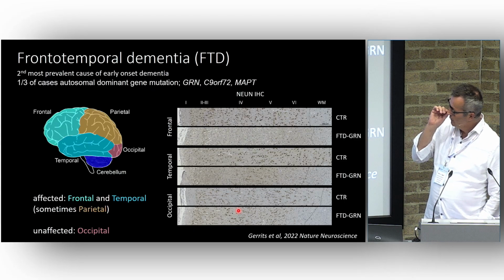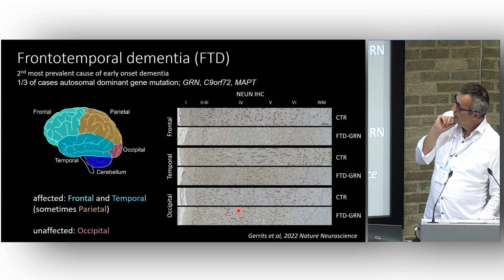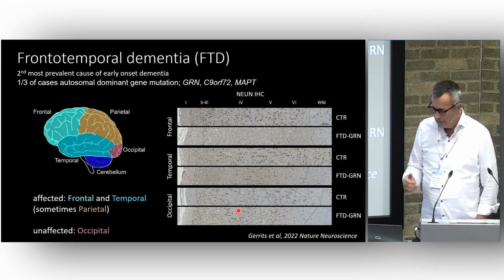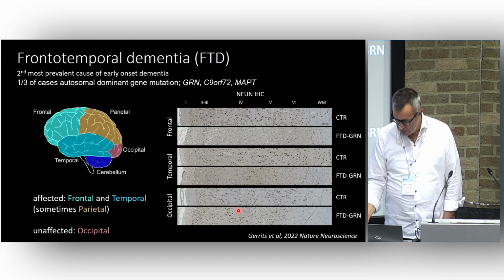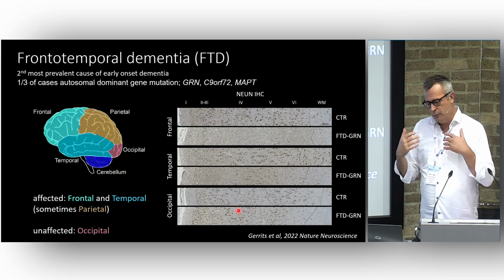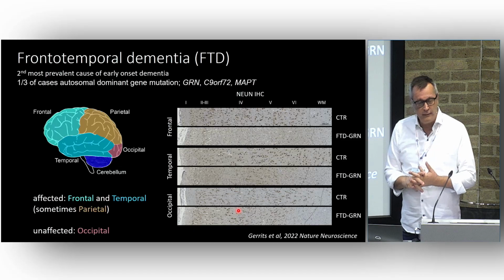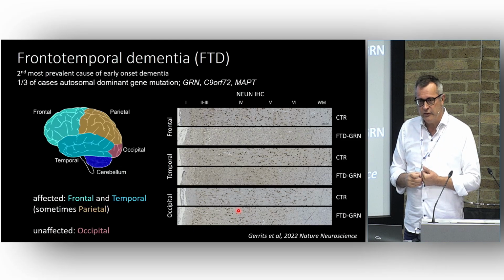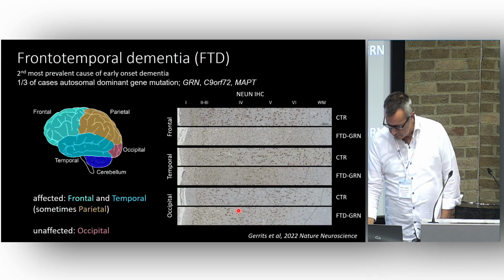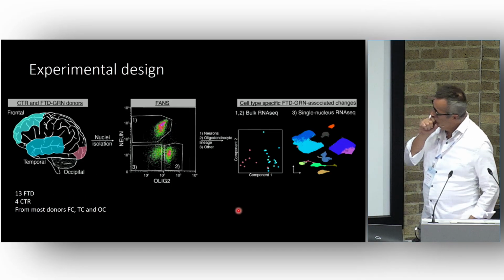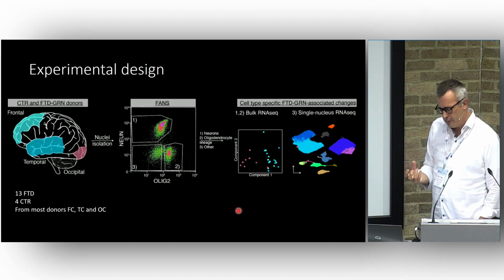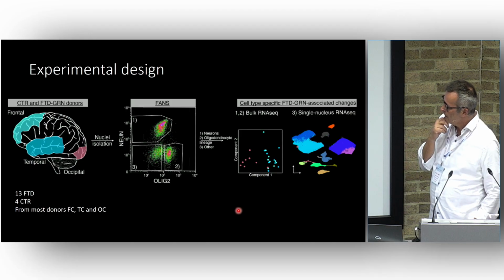So in this study, we focused on patients that carried a progranulin mutation, because that's a very severe phenotype. And we were interested in what's going on in microglia, because if you knock out progranulin in mice, they develop microgliosis and neuronal loss. So that's why I was involved as a microglia biologist. So what did we do? We isolated the frontal, temporal, and occipital cortex samples. We took them from frozen specimens.